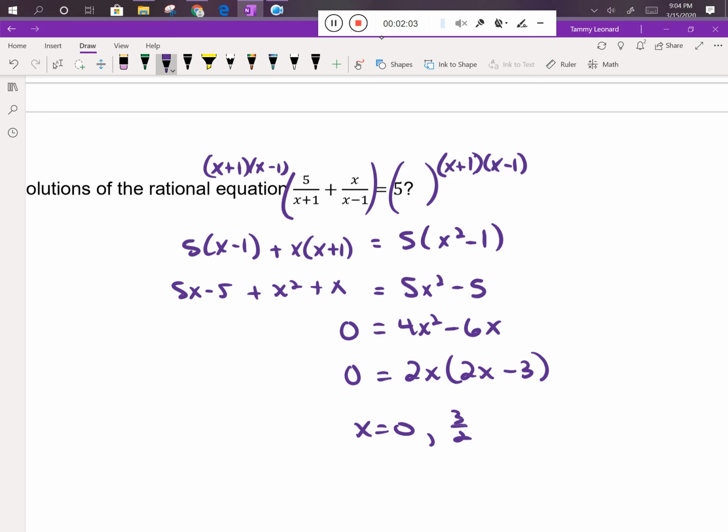Looking back at the original problem, plugging in 0 for the denominators will not cause a problem. It won't make a denominator equal to 0. Same is true for plugging in 3 halves. Neither of those would make the denominator equal to 0. So those are both solutions. We have no extraneous solutions to this problem.